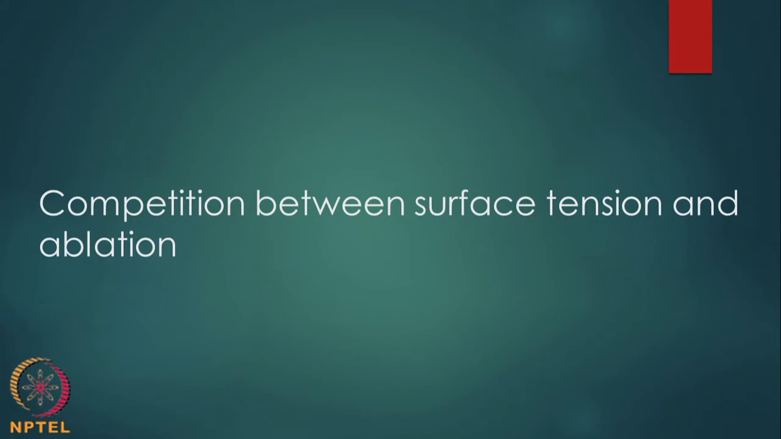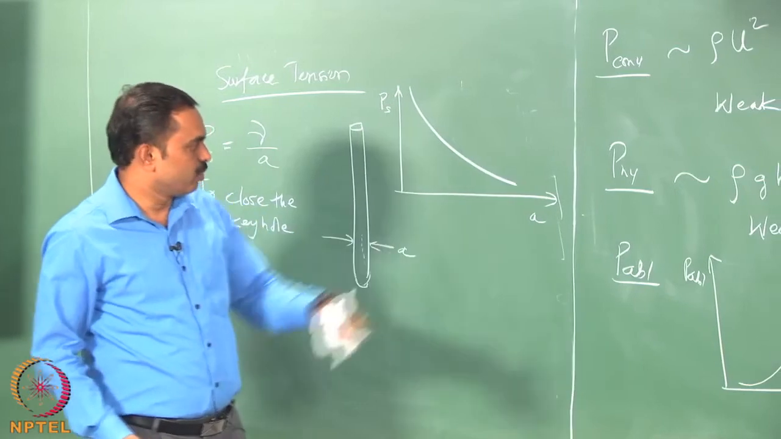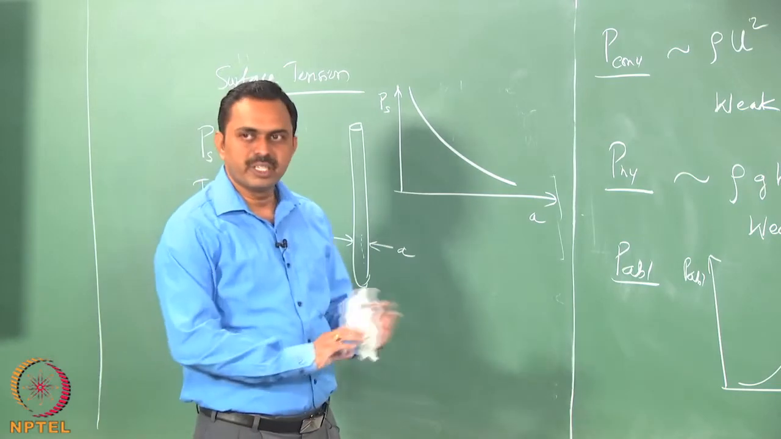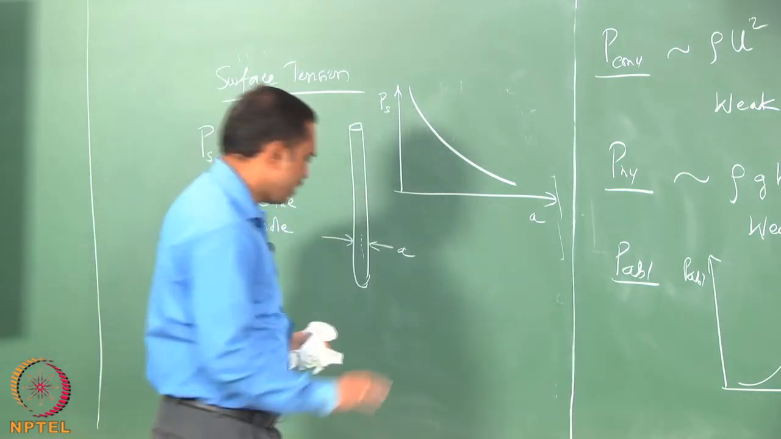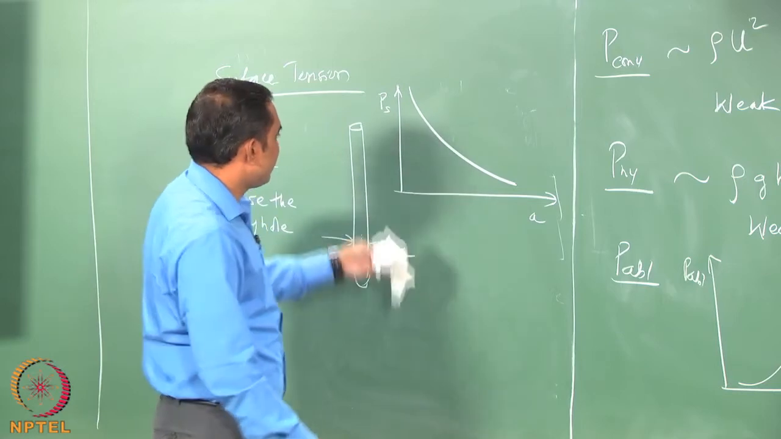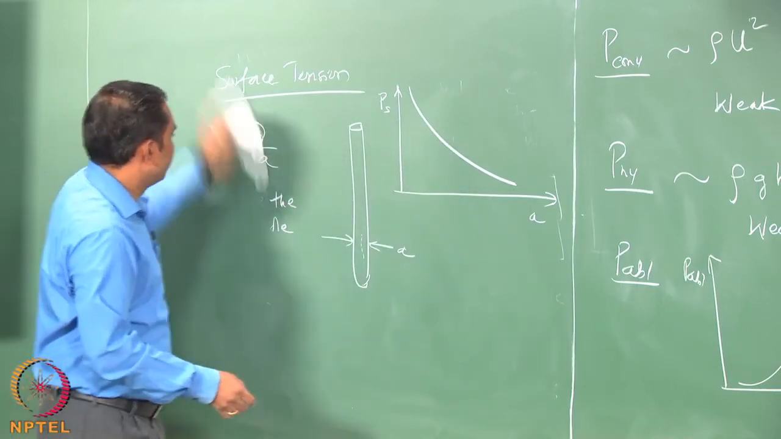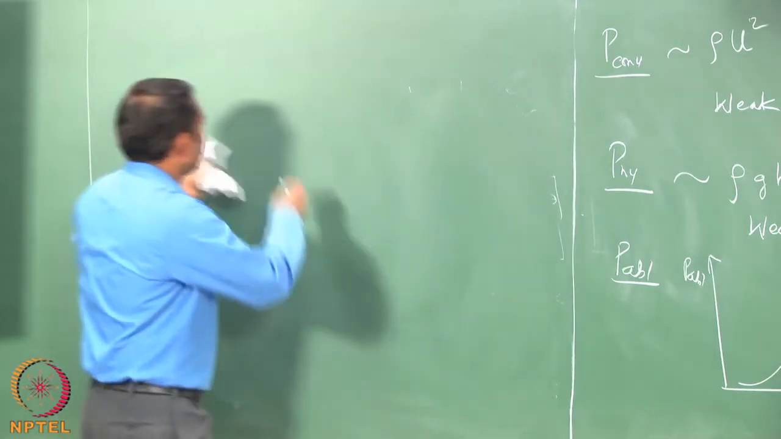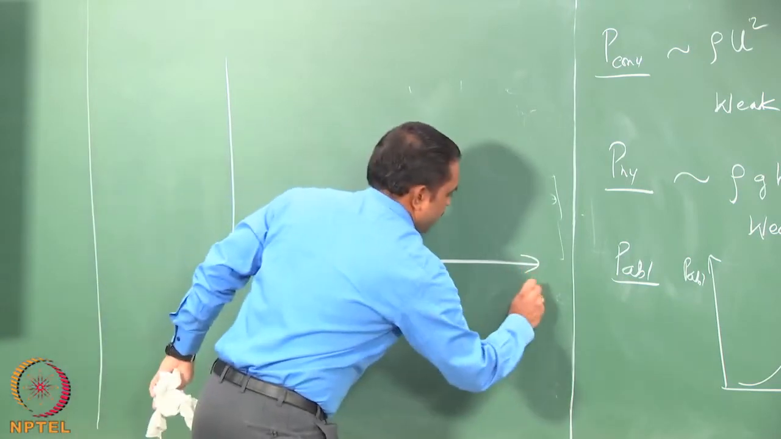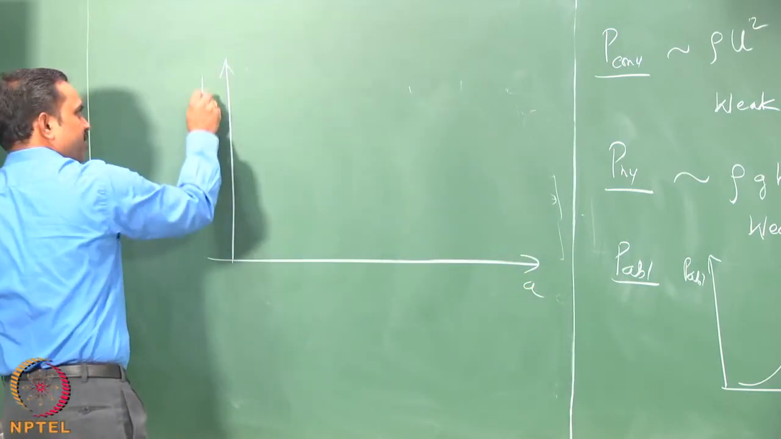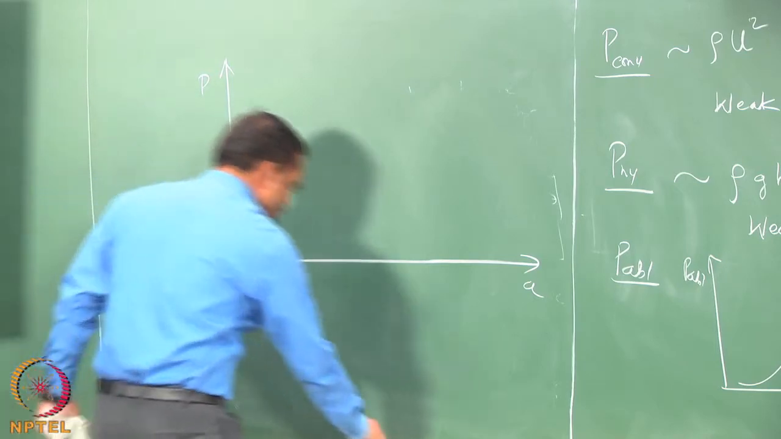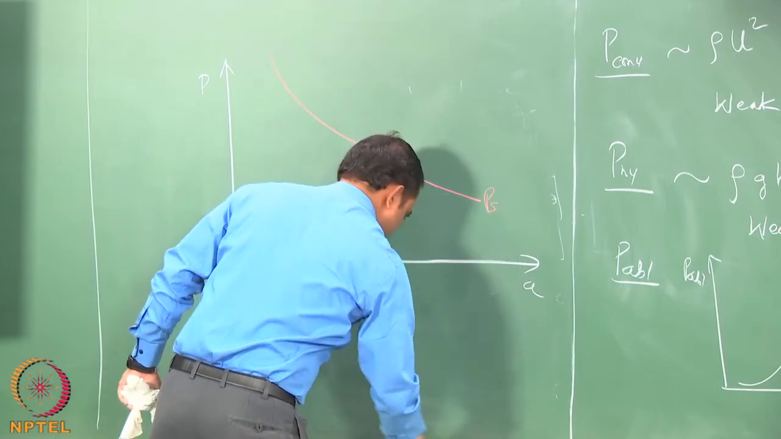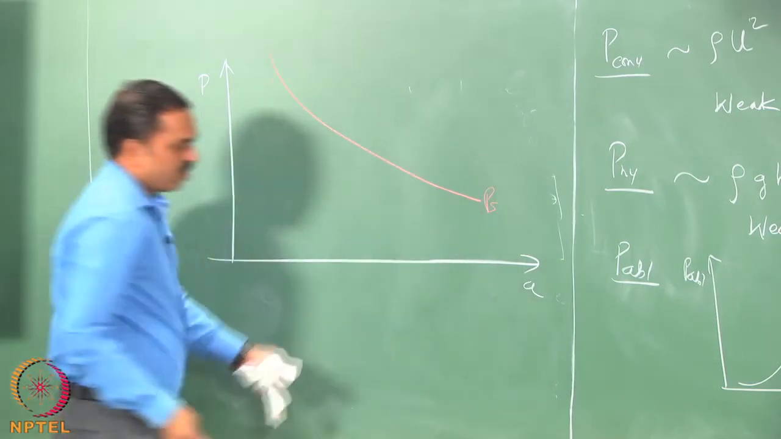Okay. So, let us look at the competition between the surface tension forces that want the keyhole to be closed, and the ablative pressures that want to keep the keyhole open. So I will just superpose them as one plot here. The size of the keyhole as a function of the pressure, and I will draw with red chalk the surface tension one, and I will draw the ablative pressure.